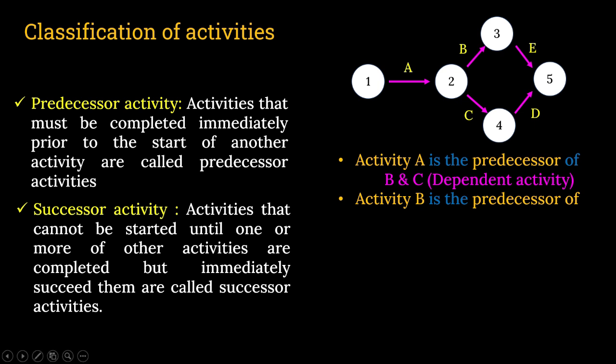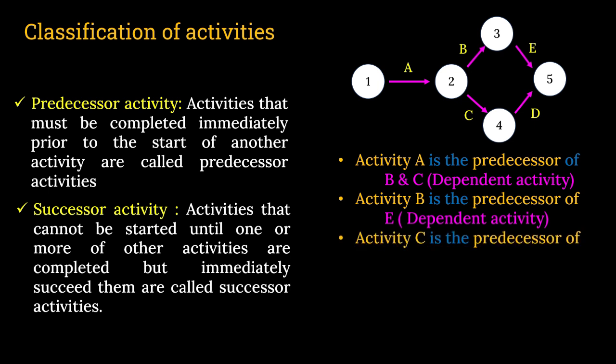Activity B is the predecessor of activity E, because E will be dependent on B. So B becomes the predecessor of E. So in this case, E is the dependent activity. Activity C is the predecessor of activity D. D becomes the dependent activity.